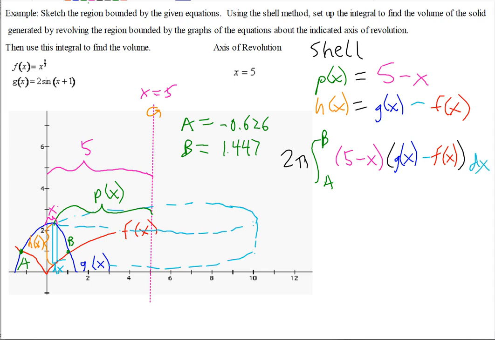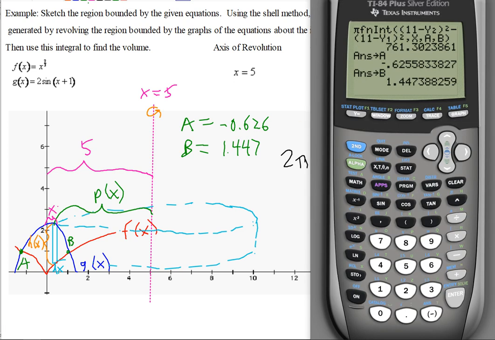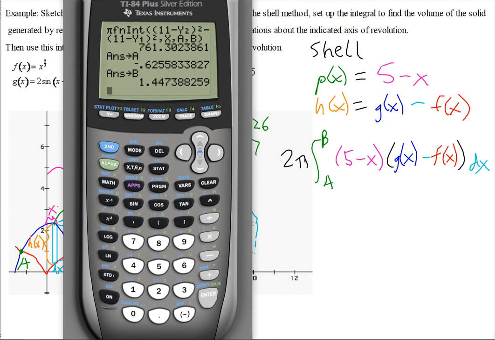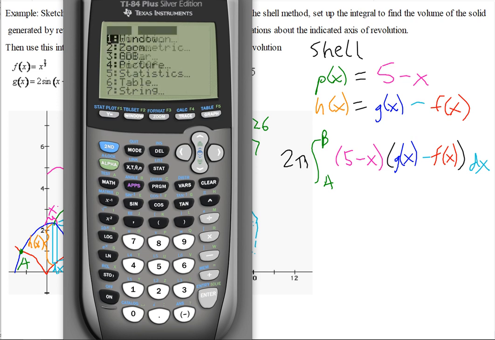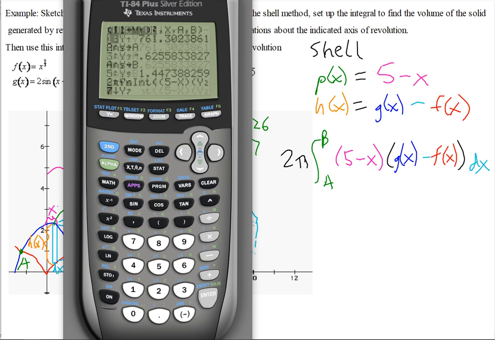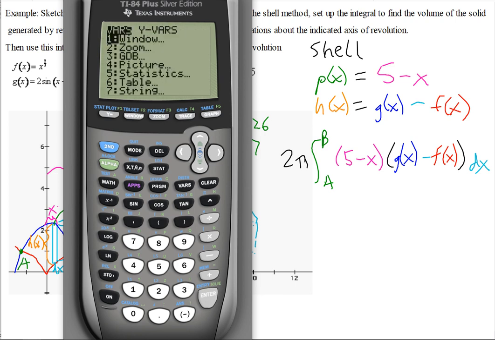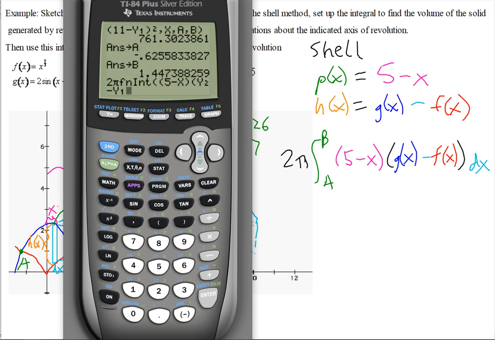All right, let's just enter this in our calculator and see what our answer is. Again, there's nothing new on the Inspire here really, so I'm just going to show it on 84. So we've got 2 pi, math number 9, and then we need parentheses 5 minus x. And on Inspire, you might need to put a times here, but otherwise you can just put open parentheses, then g of x, that was our y2, vars y2, minus f of x, that was our y1, so vars y variables y1, close parentheses, and then comma, x is our variable, comma, lower limit is alpha A, comma, upper limit is alpha B.